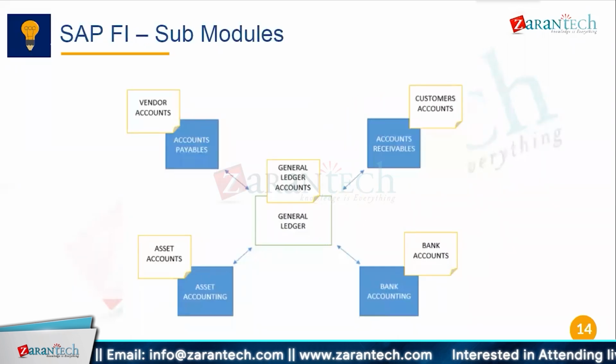Now, what are the sub-modules of SAP? We have the general ledger, and then we have the sub-ledgers flowing into it. So you have accounts payable, which is your vendor accounts. You have accounts receivable, which is your customer-related accounts. You have asset accounting, and you have bank accounting. Very much the same as what you would expect to see or what you're working on currently.